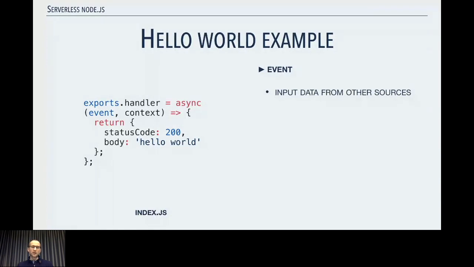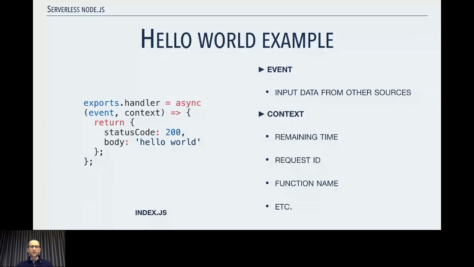Like if our function is being executed by an event actually caused by another service like S3 when a file is uploaded, then we can have some information about the uploaded file in that event variable. And the next is context, having some information about remaining time, request ID, function name, and so on and so on. It might be useful, but not all the time.